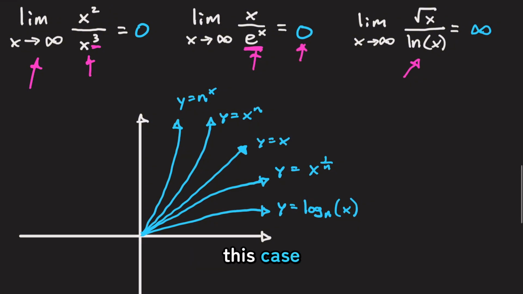And finally, for this case, you can reference the raised to infinity, and you'll see that the square root function is going to beat out the natural log function, which means that it's just going to go to plain old infinity here because the numerator wins.